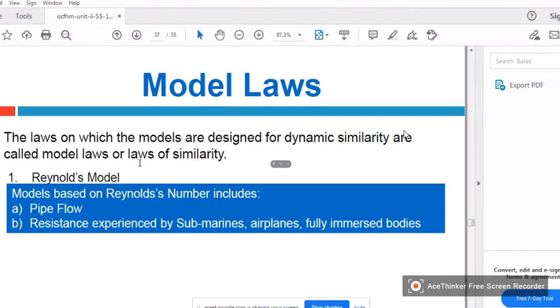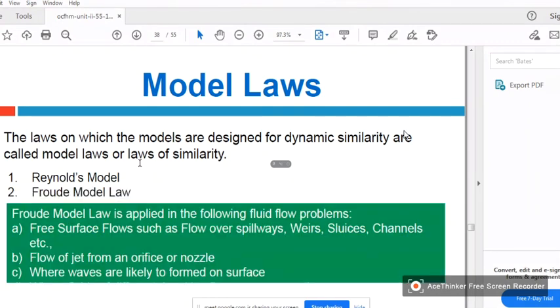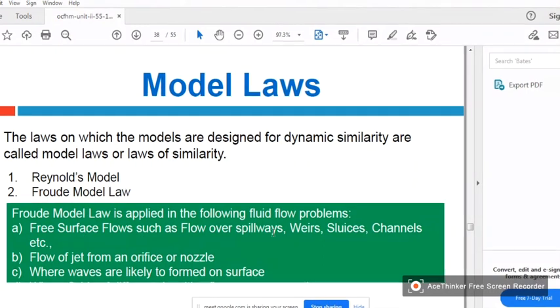And similarly, for the Froude number, we use it for free surface flows such as flow over a spillway, weirs, sluices and channels. To construct a spillway, we construct these models based on the Froude model law. Also for flow of a jet from an orifice or nozzle, where waves are likely to form on the surface, for these types of models we use the Froude law.